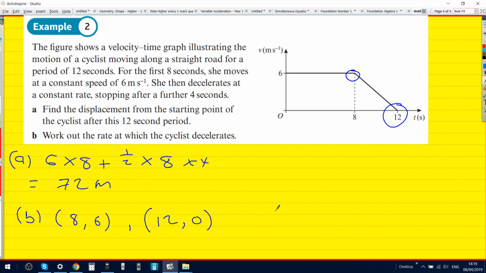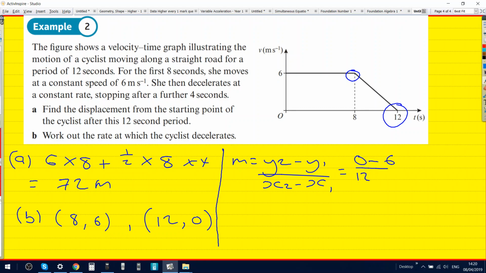How do you find the rate of change from a graph? y2 minus y1 over x2 minus x1. So do minus 6 over 4. Yeah. Okay. What do you get? Minus 1.5. Unit? Meters per second to the minus 1.